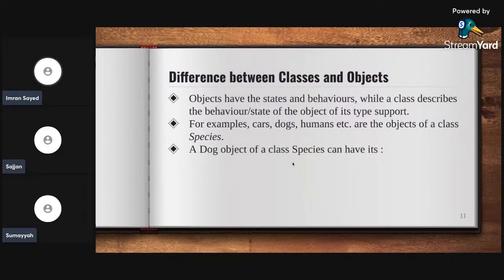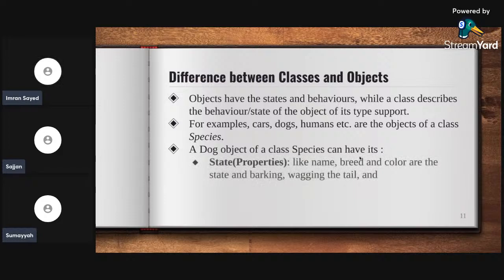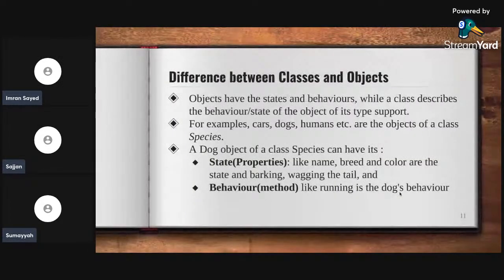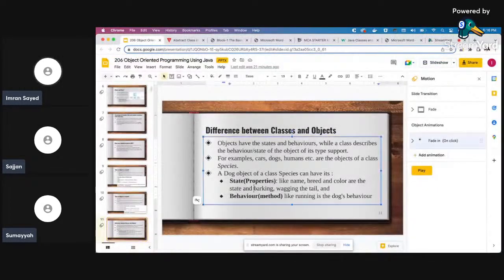A dog object of a class species can have its state, which are properties like name, breed, color. So each dog will have name, breed, color, which are the state. Barking, wagging, and tail, all of these are going to be methods. Okay, so behavior is a method, like running is a dog's behavior. Let me just remove this part. I think barking, wagging, tail will come as behavior.